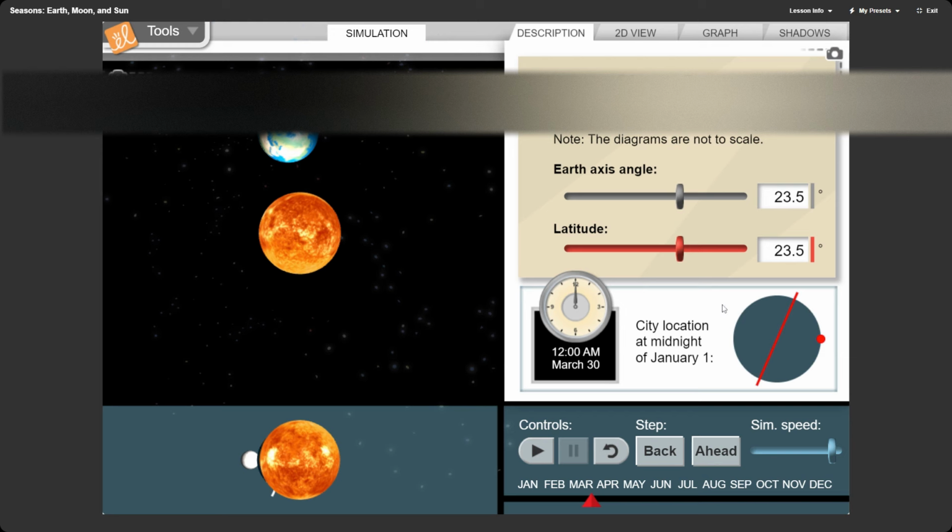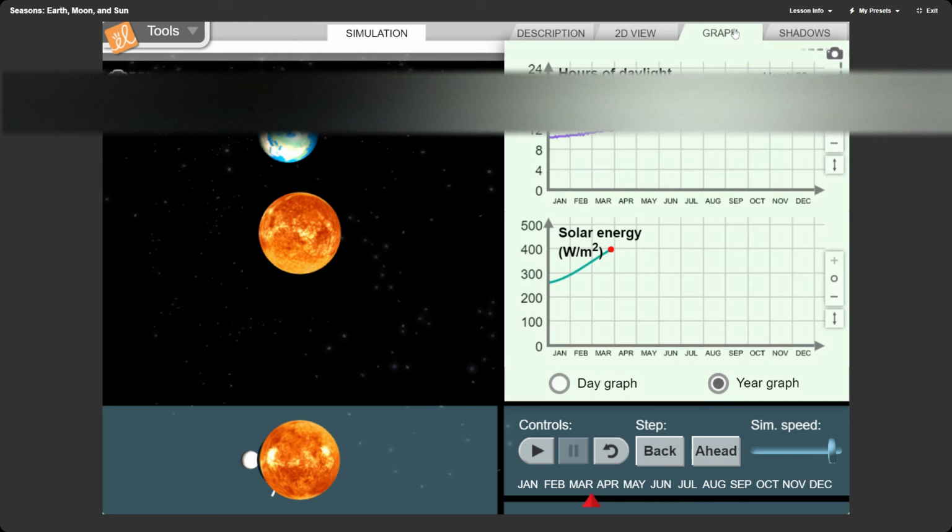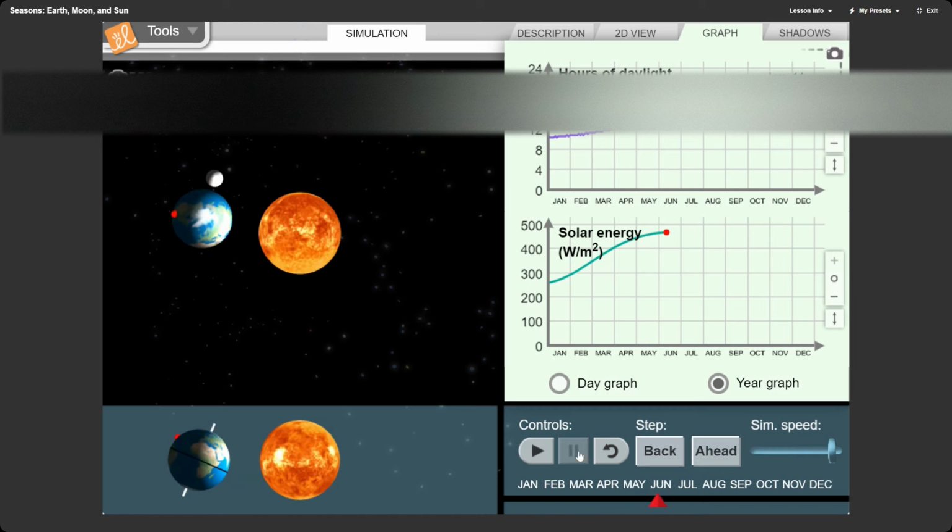One more thing that I would like to show you is a graph of the amount of solar energy hitting the Earth and the hours of daylight. Okay. And I'm just going to speed this up and show you that on June 21st, when it's summer for us, notice that around that time, we're getting the most of the sun's energy and our hours of daylight are starting to increase around June. We're spending more time in the sun.